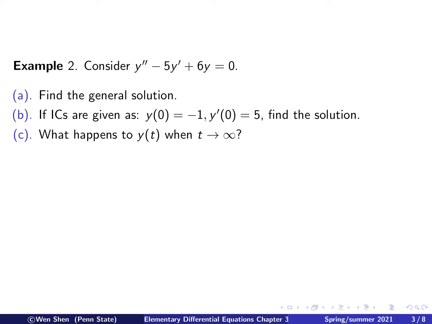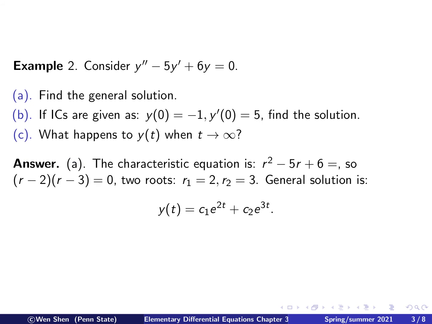B, now if this equation shall satisfy some initial conditions given as y(0) = -1, y'(0) = 5, I want you to find that particular solution. And part C, have a discussion on the asymptotic behavior of the solution as time goes to plus infinity.